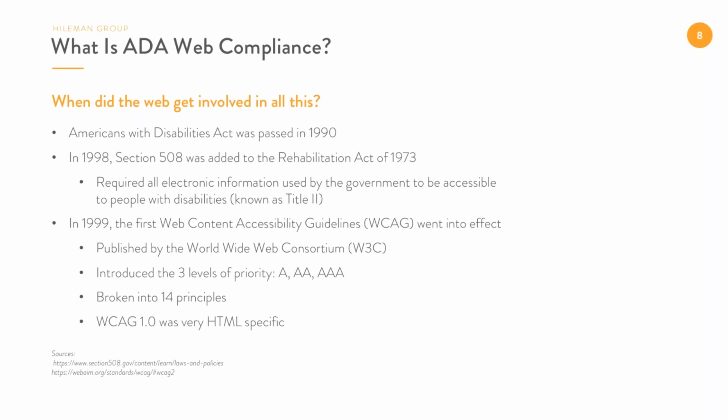But in 1999, the first Web Content Accessibility Guidelines, or the WCAG, which we'll refer to from here on out, went into effect. This was published by the World Wide Web Consortium, W3C, and it included the 3 levels of priority, A, AA, and AAA. Single A starts at the easiest to accomplish, with AAA going above and beyond what is needed to create a usable website. It was broken into 14 principles, and WCAG 1.0 was very HTML specific. It was 1999 after all. We didn't have the bells and whistles of the web as we have today.